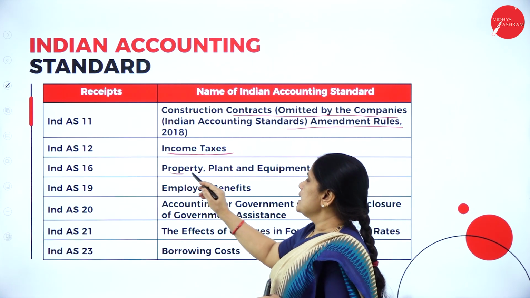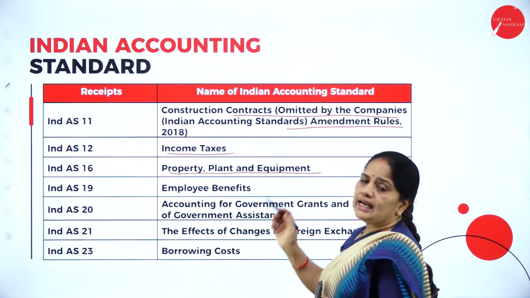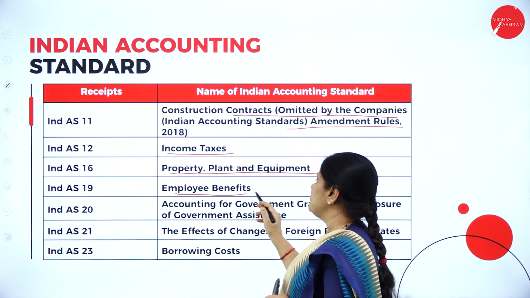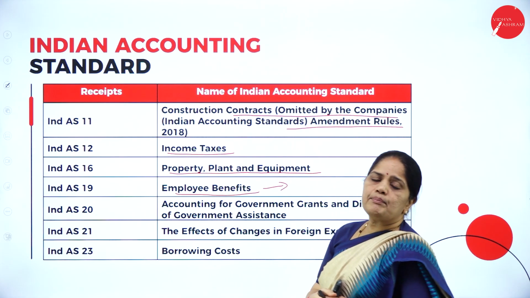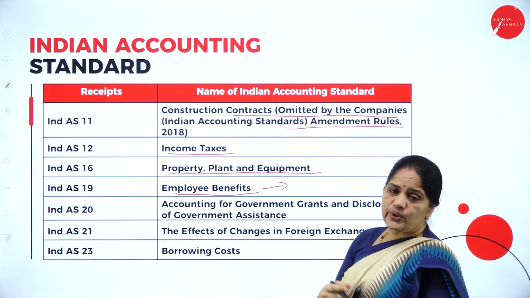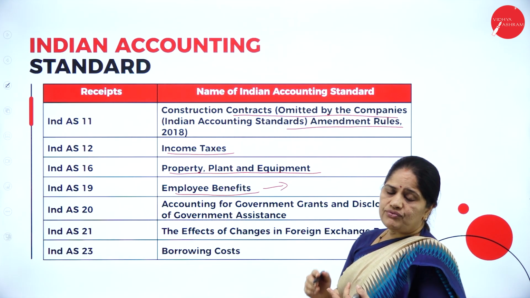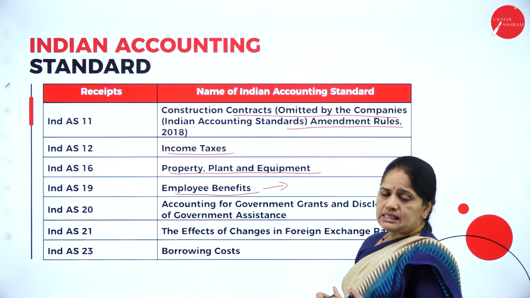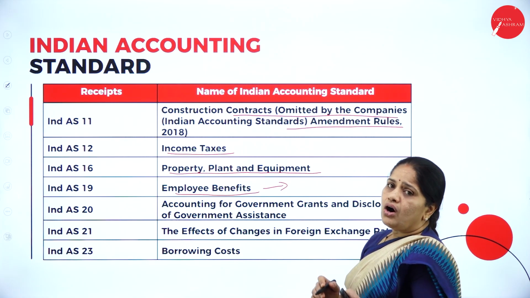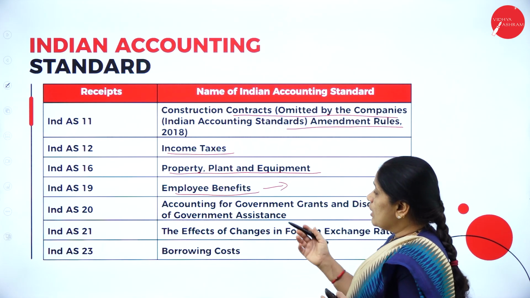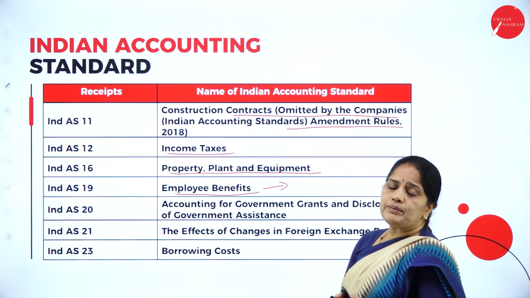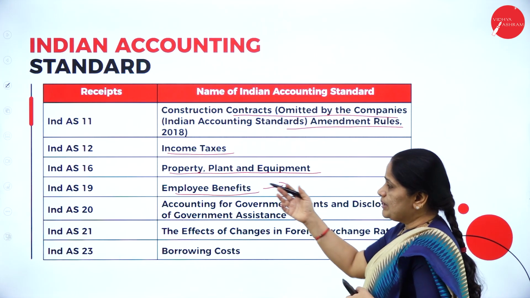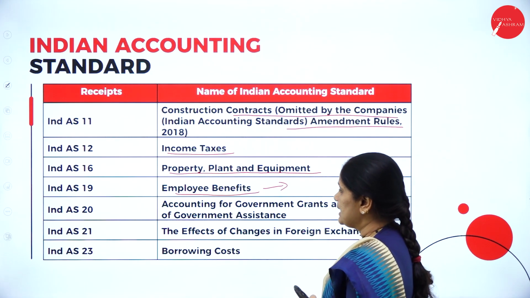Then 16 relates to property, plant and equipment of the company. In 19 we have employee benefits. So what are the various employee benefits the company has to extend? Whether it is the provident fund, the gratuity, or the LTC, the leave travel concession, or leave encashment. All these are various forms of employee benefits which will be extended by the companies. So it is mentioned in accounting standard 19.